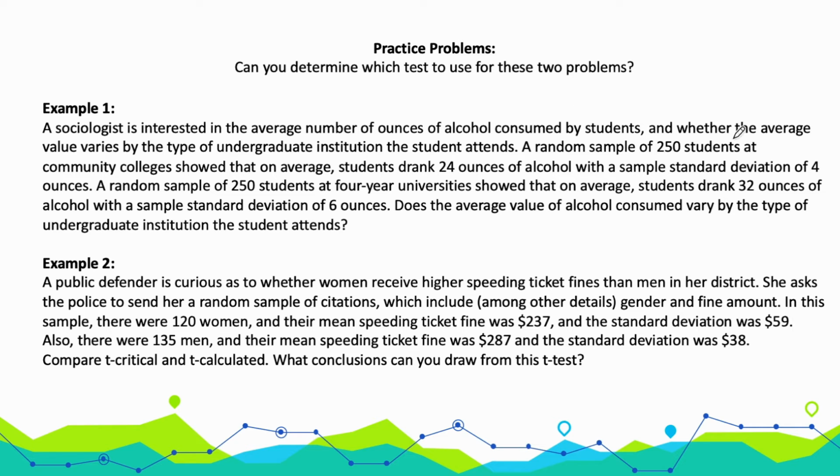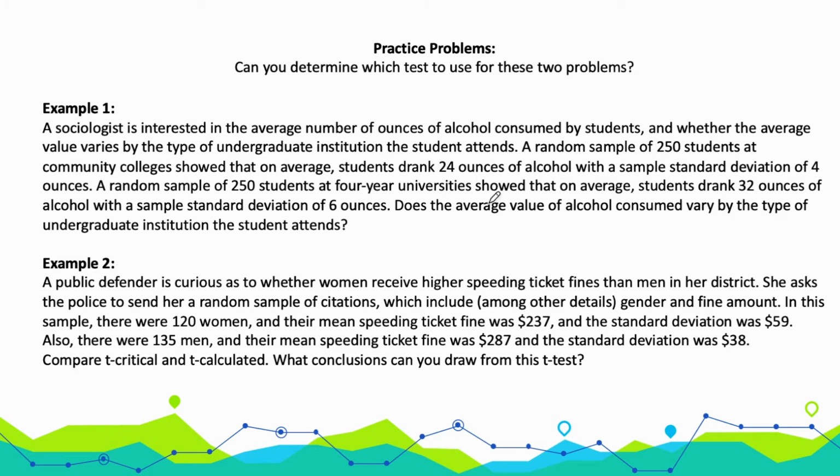A random sample of 250 students at community colleges showed that on average, students drink 24 ounces of alcohol with a sample standard deviation of 4 ounces. A random sample of 250 students at four-year universities showed that on average, students drank 32 ounces of alcohol with a sample standard deviation of 6 ounces. And the question is, does the average value of alcohol consumed vary by the type of undergraduate institution the student attends? So which test is the right test to use in this situation?